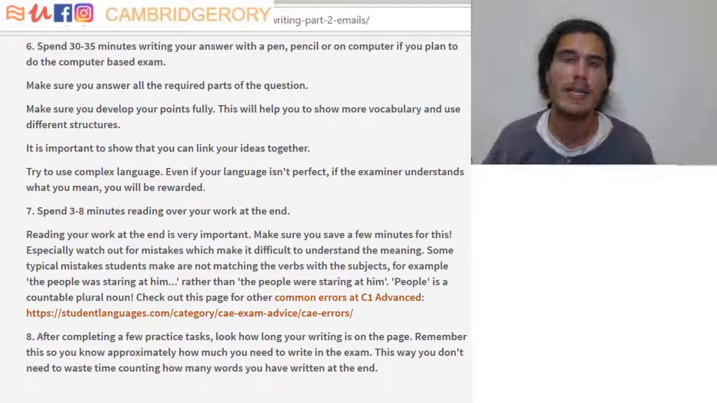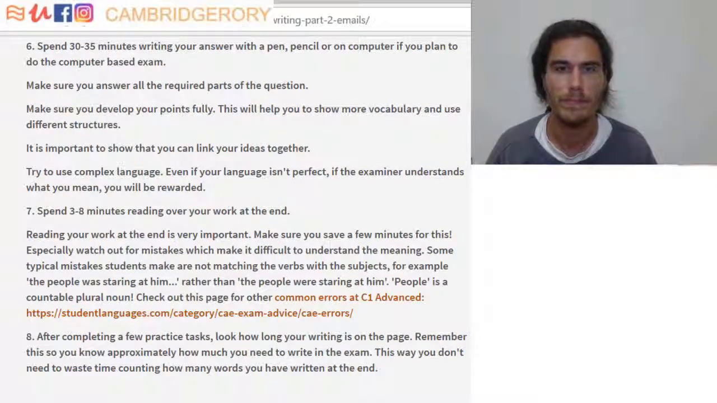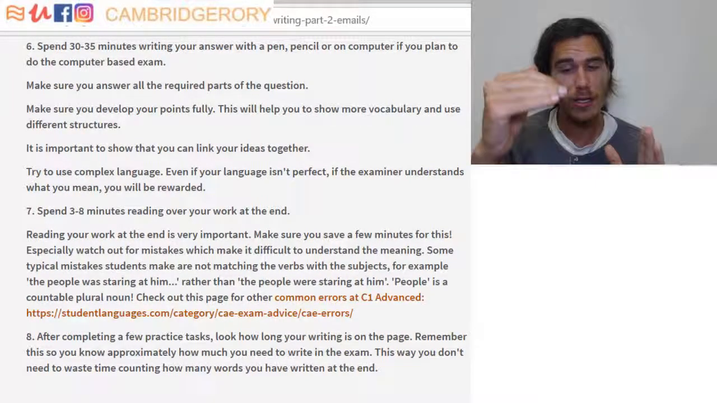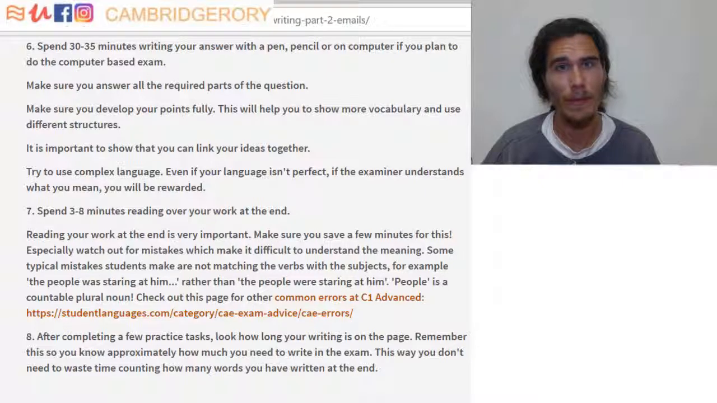Step number 7 is to take 3 to 8 minutes reading over your work at the end. Why should you do this? You should do this mainly to check that your writing is easy to follow.